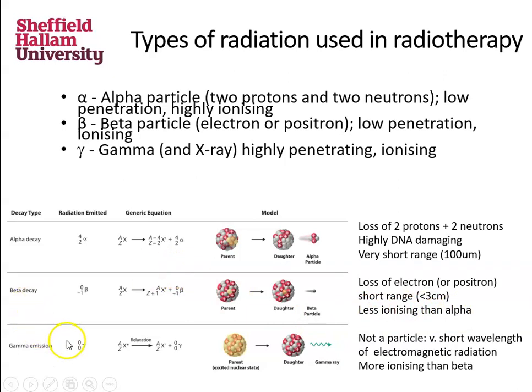Then finally we've got gamma emission. So this is where the parent element is in some sort of excited state. It will undergo decay and emit a gamma ray. Now, although gamma emission does occur from radionuclides that we may implant into patients, high energy X-rays and gamma rays really come from linear accelerators, which I'm going to talk about later. So we don't necessarily use radioactive elements that emit gamma for radiotherapy. We would primarily use gamma that comes from a linear accelerator, and we'll talk about those later on in the lecture.